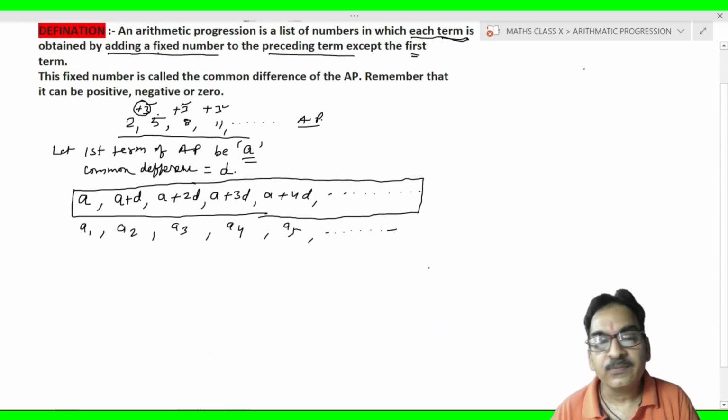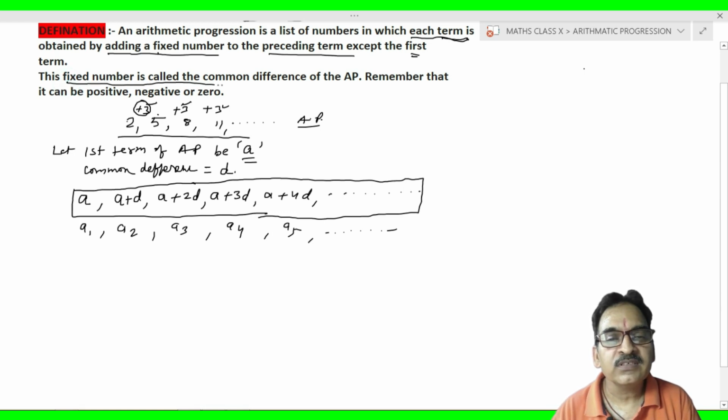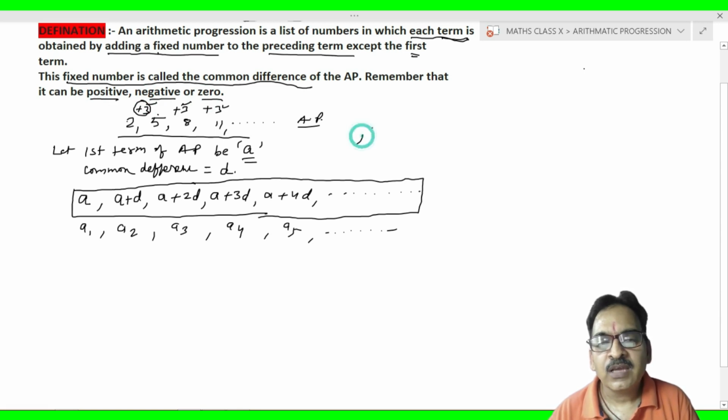One more point you have to keep in mind: the fixed term is called the common difference, as I said just now. And remember that the fixed term can be positive, can be negative, or can be zero. Here we have taken one example of plus 3, positive. Suppose I have written first term is 10, second term minus 2, 8, third term minus 2, 6, fourth term minus 2, 4, and so on. Like that also you will get an AP.